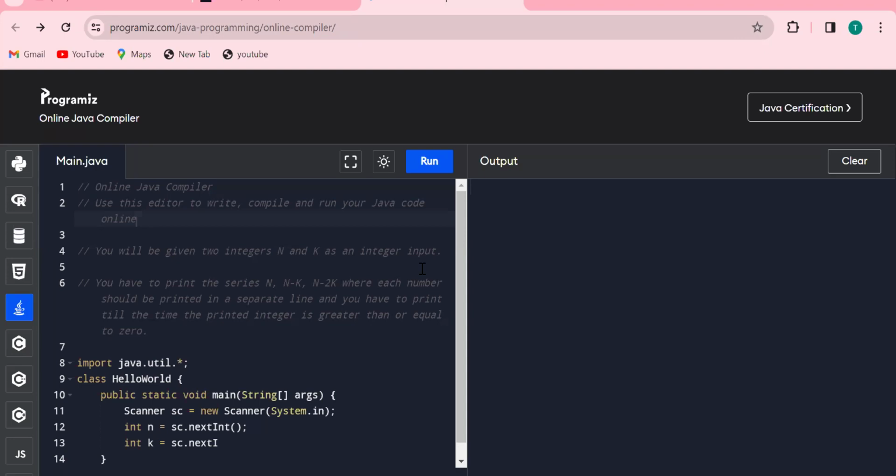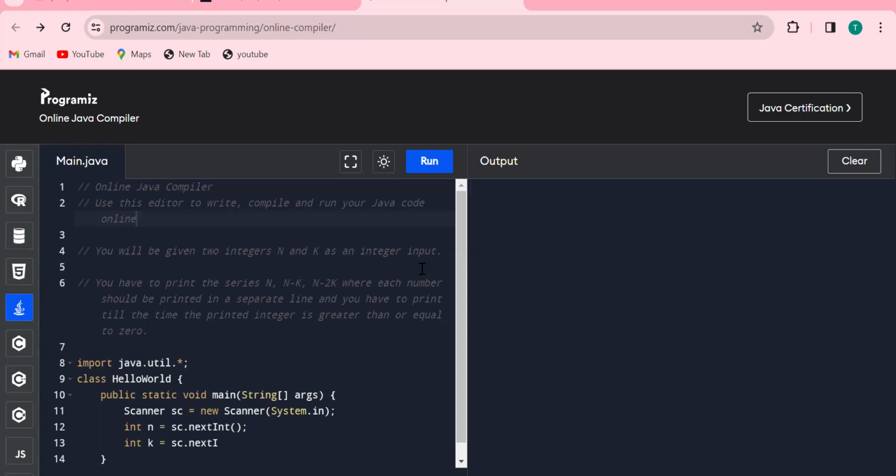So today in this class, we will solve another problem. Let us read the problem statement. You will be given two integers n and k as an integer input. So the user has to give the two inputs n and k. And the second point is you have to print the series n minus k, n minus 2k, where each number should be printed in a separate line, and you have to print till the time the printed integer is greater than or equal to 0.